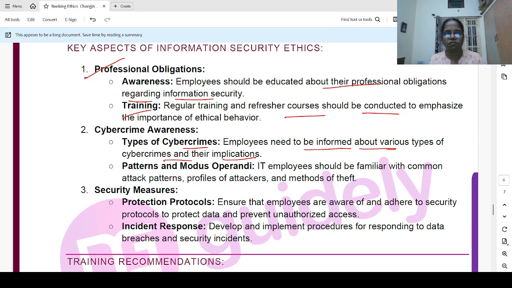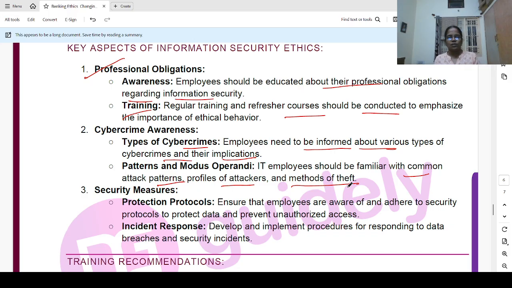IT employees should be familiar with the common attack patterns, profiles of attackers and methods of theft. What kind of theft happens, and what kinds of attacks the attackers carry out, they should know that. So for that they have to bring in a pattern.